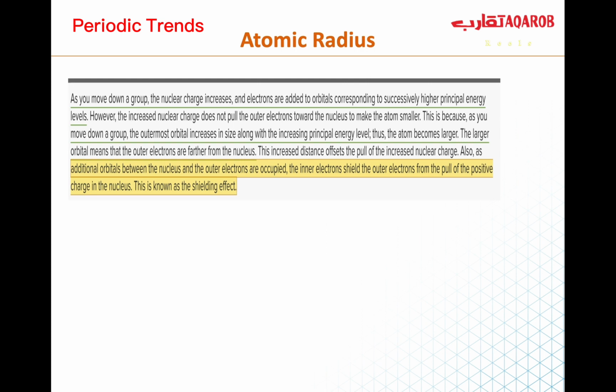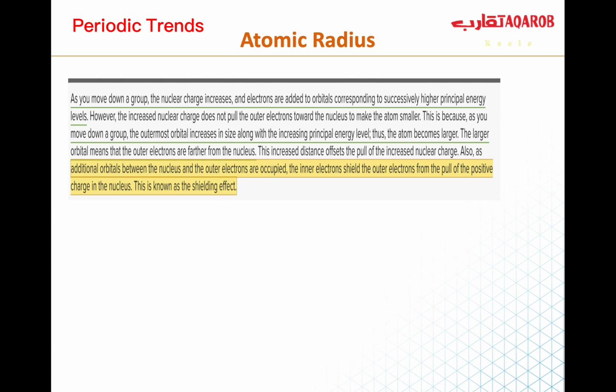However, the increasing nuclear charge does not pull outer electrons toward the nucleus to make the atom smaller. This is because as you move down a group, the outermost orbital increases in size along with the increasing principal energy level. Thus, the atom becomes larger. The larger orbital means that the outer electrons are farther from the nucleus. The increased distance offsets the pull of the increased nuclear charge.